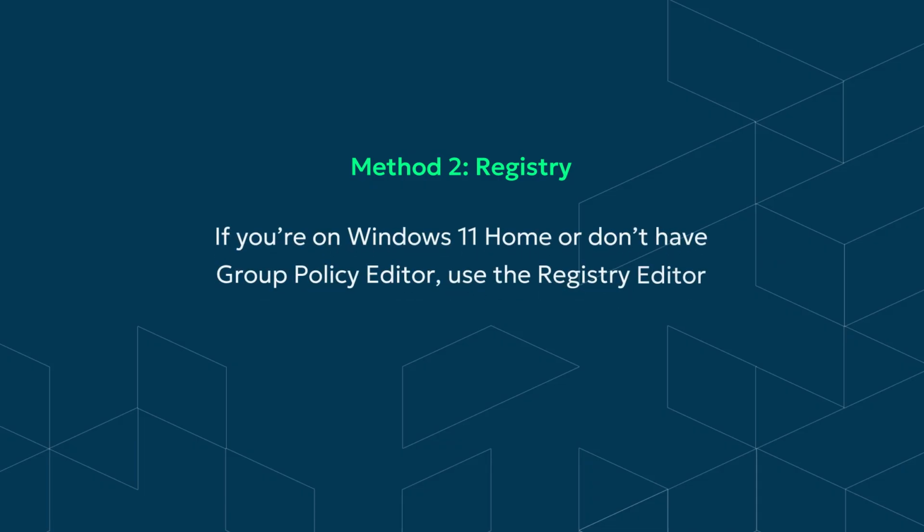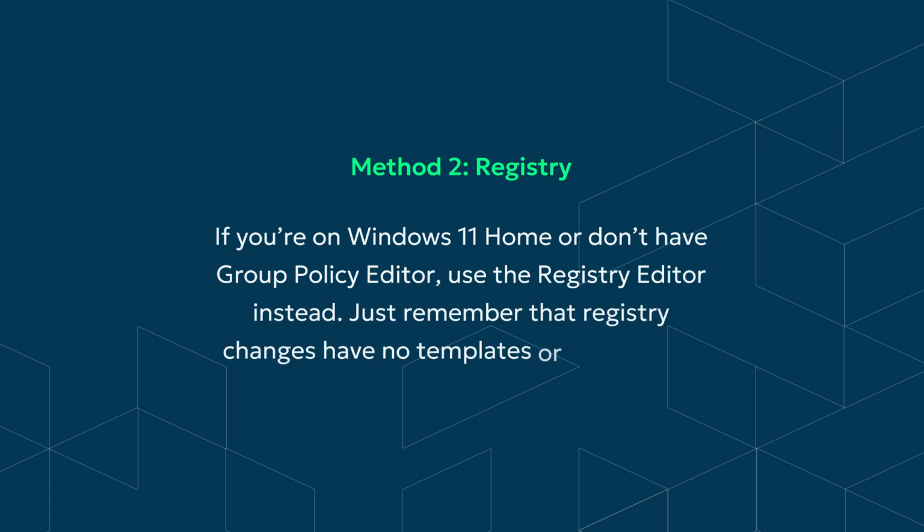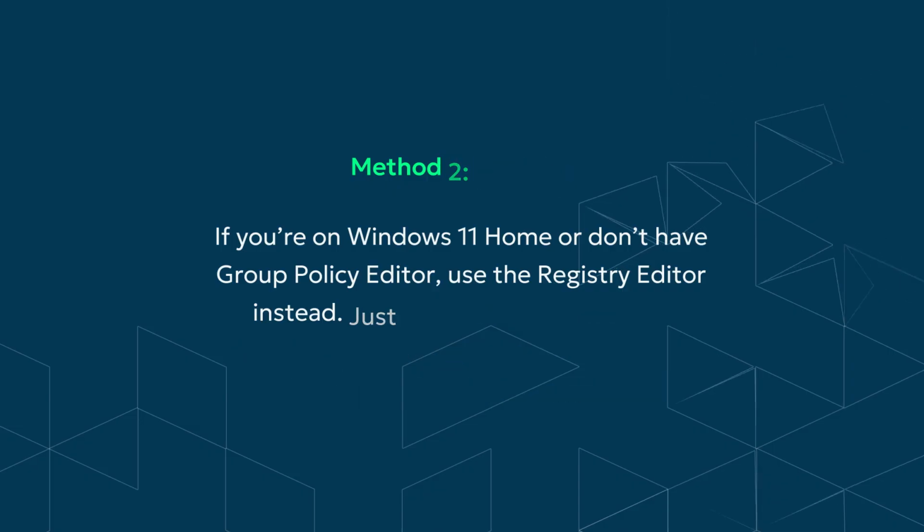Method 2. Registry. If you're working with Windows 11 Home or simply don't have access to Group Policy Editor, the Registry Editor method is your alternative. However, keep in mind that registry edits don't have templates or built-in safeguards. Always back up before making changes.